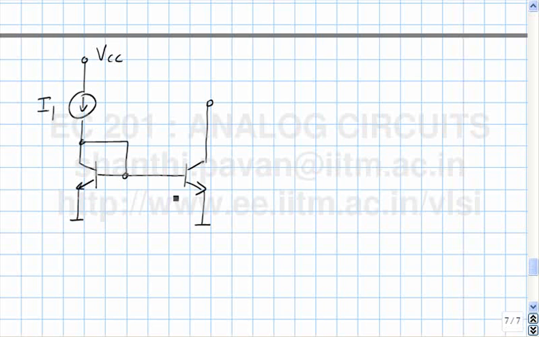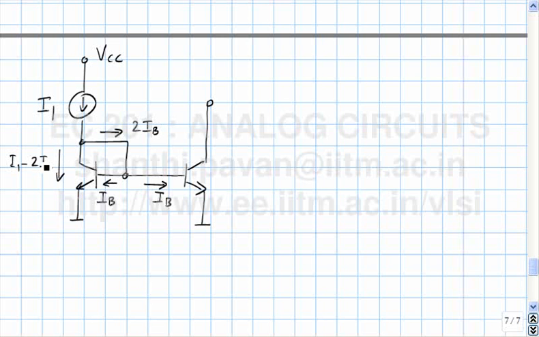If these two transistors are identical, there is a small, second order effect that we now have to be aware of. What is this current? It is 2 IB. This is IB, and this is IB. This must be 2 IB. Which means that what must be this current? I1 minus 2 IB.